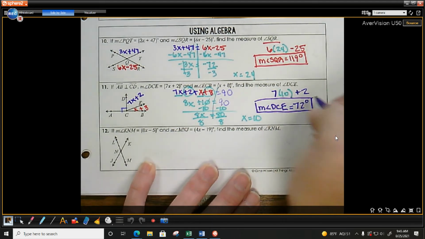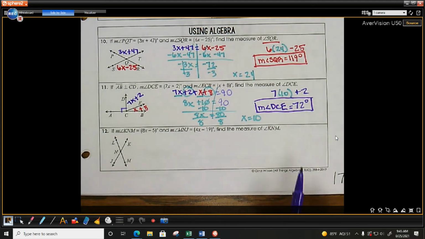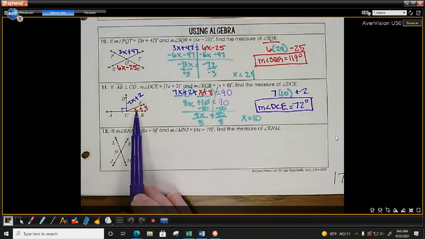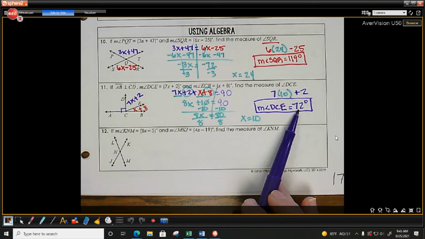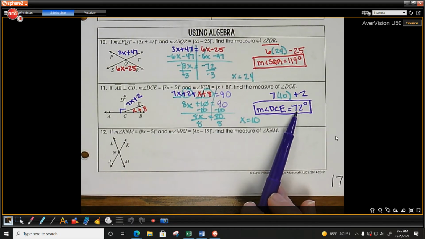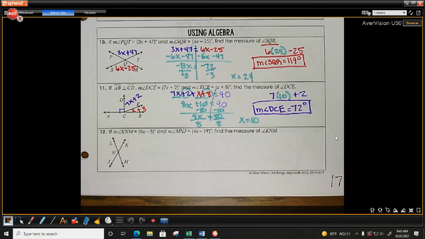Again, can you check yourself? Plug 10 into this one for x. What's 10 plus 8? 18. 18 plus 72? 90. We get our 90-degree angle, our right angle.